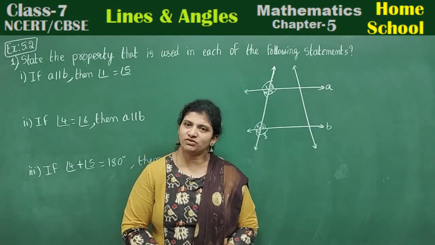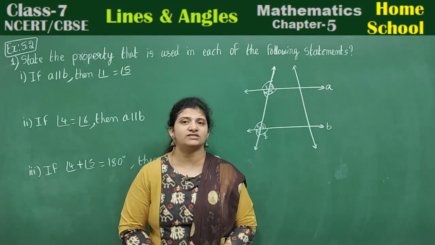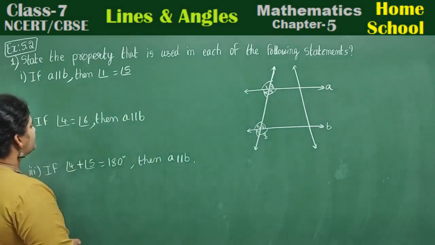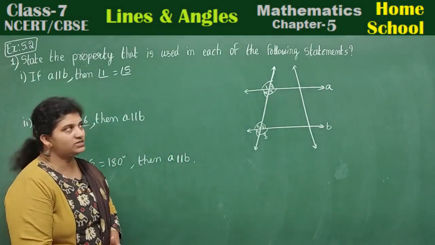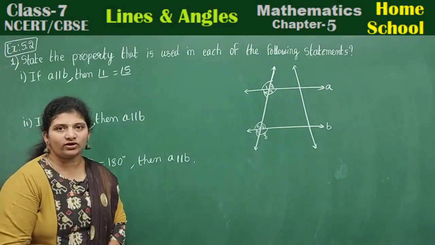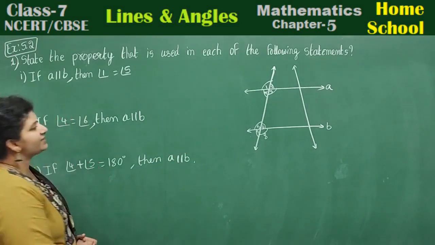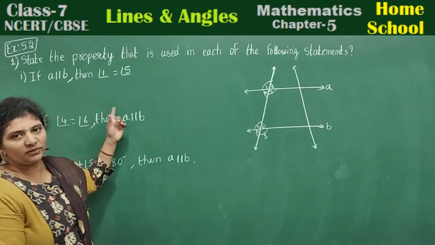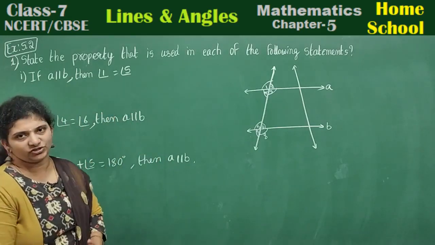We are in our chapter 5 Lines and Angles and your exercise 5.2. First problem. State the property that is used in each of the following statements. There are three statements here. Find out the property. State property for these three sub-questions.